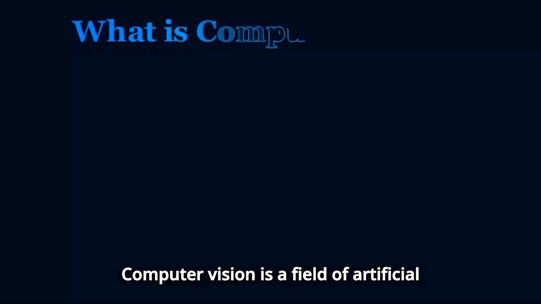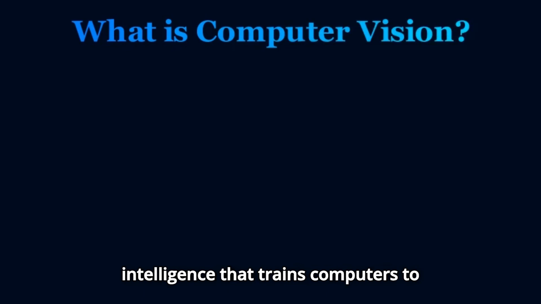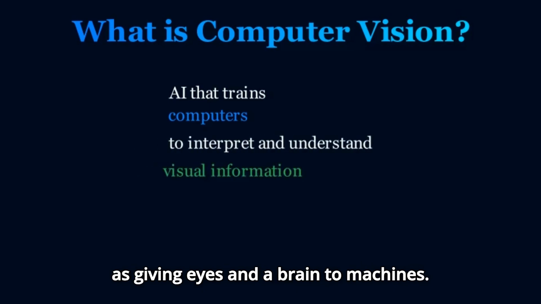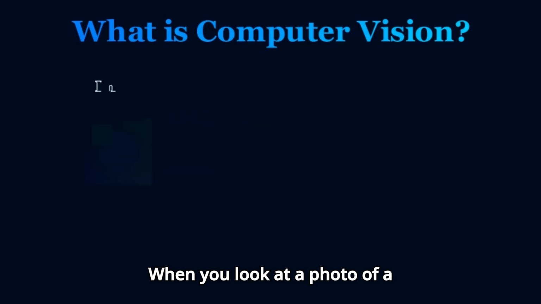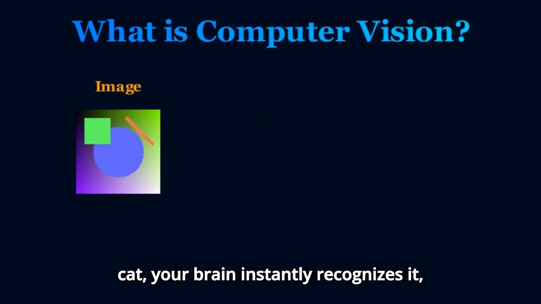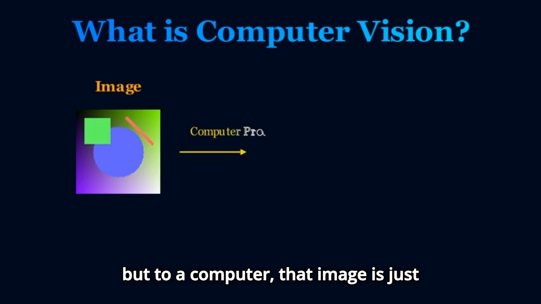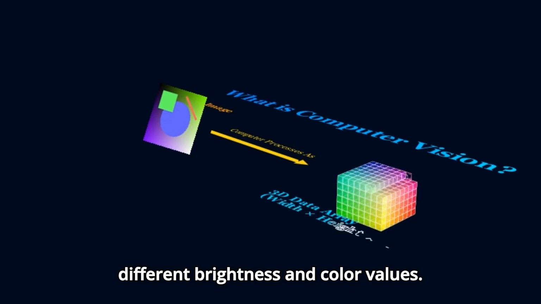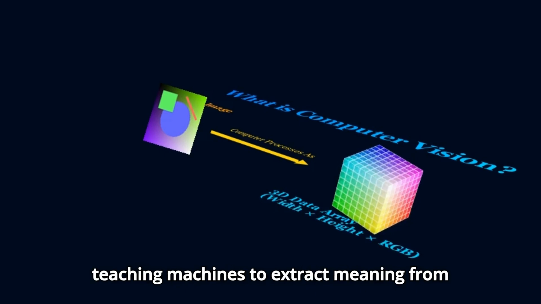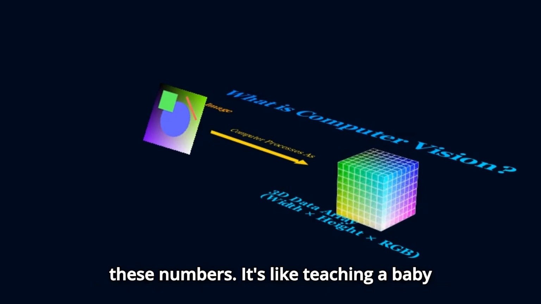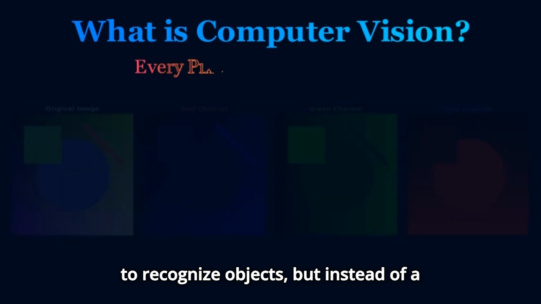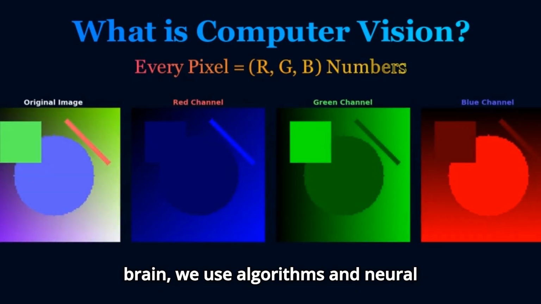Computer vision is a field of artificial intelligence that trains computers to interpret and understand visual information from the world. Think of it as giving eyes and a brain to machines. When you look at a photo of a cat, your brain instantly recognizes it. But to a computer, that image is just millions of numbers, pixels with different brightness and color values. Computer vision bridges this gap, teaching machines to extract meaning from these numbers. It's like teaching a baby to recognize objects, but instead of a brain, we use algorithms and neural networks.